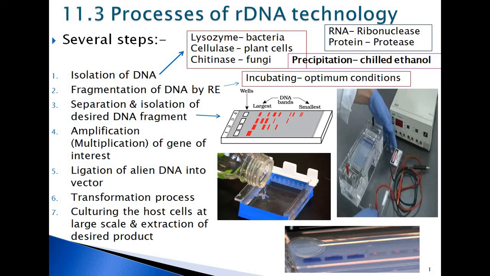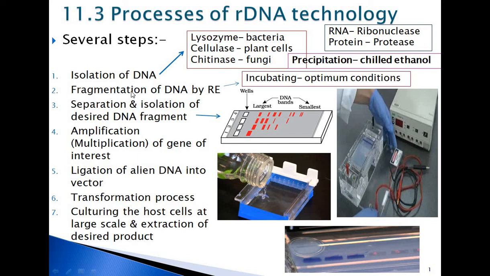What was our target out of them? Our target is just the DNA. So we have to eliminate RNA as well as protein. How will we eliminate RNA and protein? With the help of ribonuclease enzyme and the protease enzyme. After this, the DNA material has to be precipitated. For the precipitation process we will be using chilled ethanol. As soon as we add chilled ethanol, the DNA material will appear in the form of fine threads.